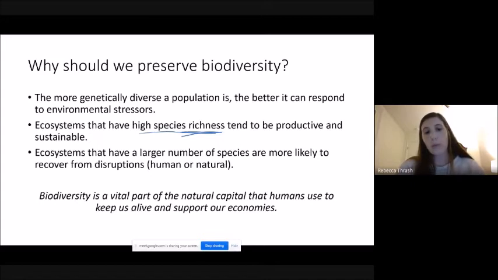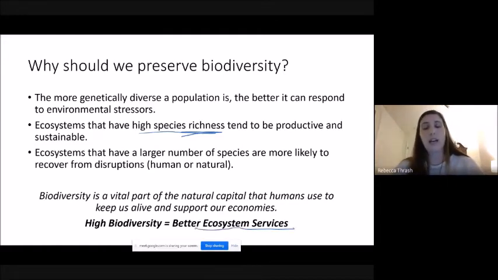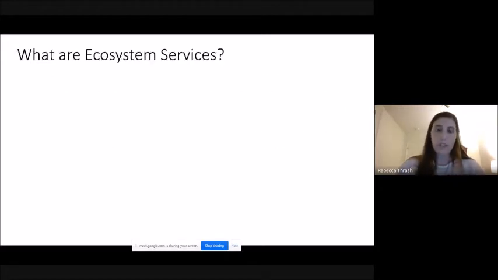So really what biodiversity is vital for is the part of the ecosystems that are our natural capital, the part that humans use to keep us alive and to support our economies. So huge amounts of high biodiversity is better for things called ecosystem services. And ecosystem services are those things that humans take advantage of from our natural world. So let's talk about ecosystem services.